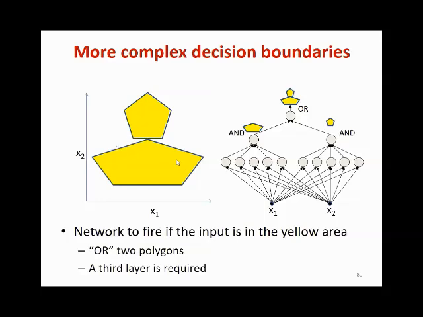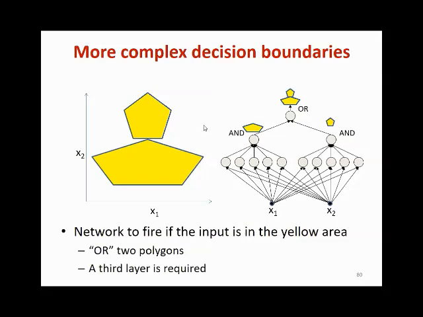so if I want to compose this double pentagon, how do I do it? I have one subnet for the first pentagon, one for the second pentagon, and then I have this final neuron which ORs each of the outputs of each of these subnets, and now the total network is going to have an output of 1 if the input is in either of these pentagons. Observe that this network now has 3 layers.